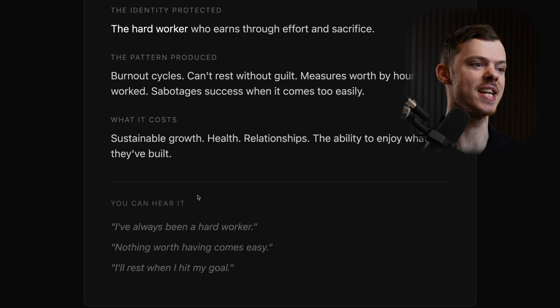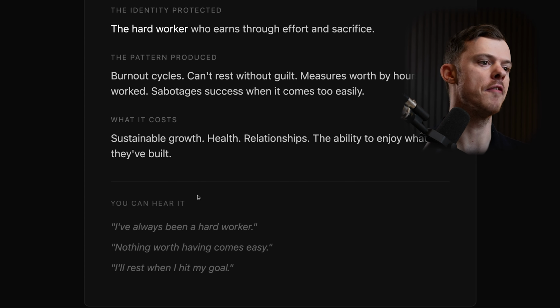And you can hear this. I've always been a hard worker. Nothing worth having comes easy. I'll rest when I hit my goal. Now, they don't have an energy management problem. They have an identity problem. Their worth is tied to their output. So they literally cannot let success come easily. It wouldn't feel earned. They sabotage sustainable growth because sustainable growth would mean they're valuable, even when they're not grinding. And that identity just simply can't survive.